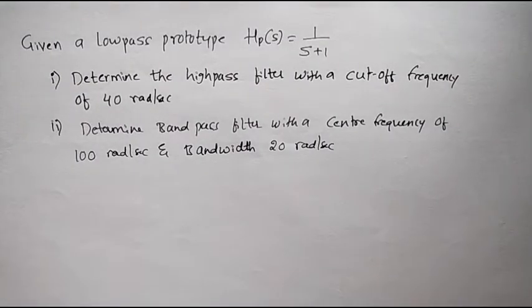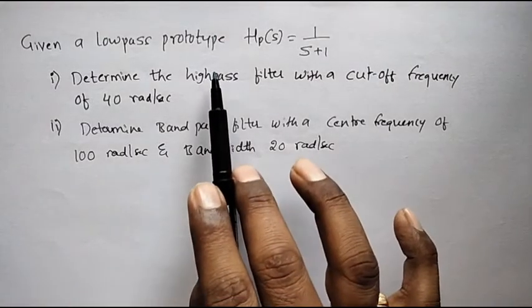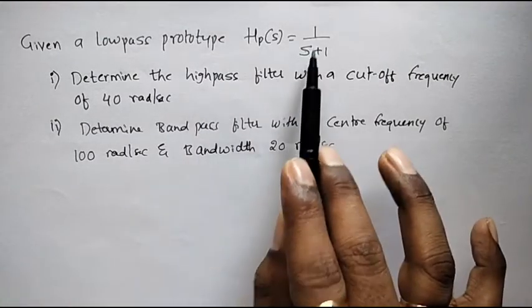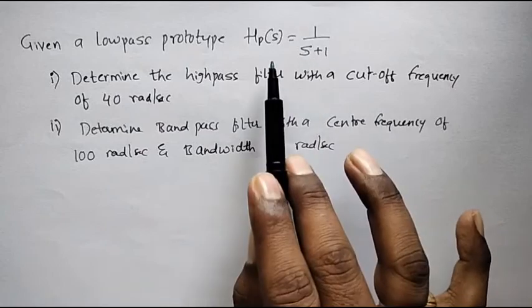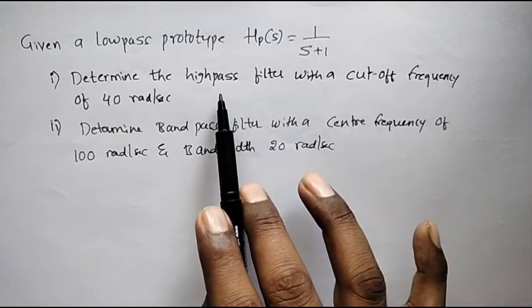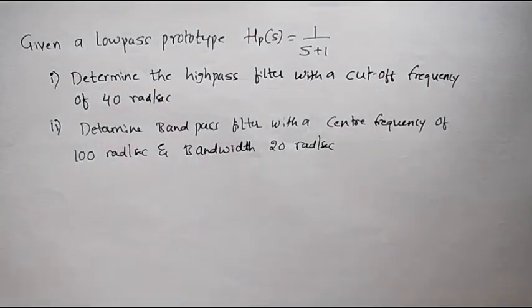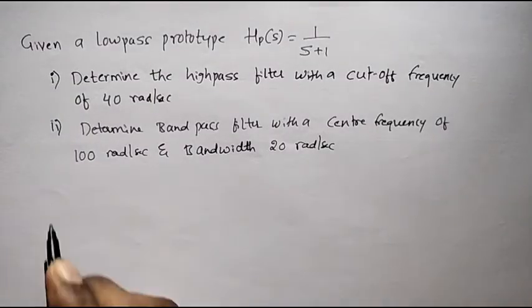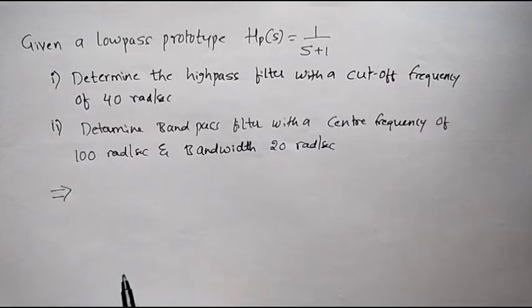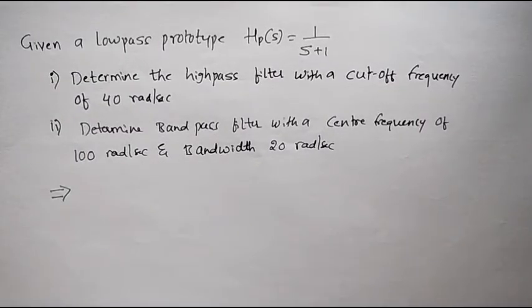So in this problem, the low pass prototype transfer function is given, that is 1 over S plus 1. With the help of this, we are supposed to find the high pass transfer function and band pass transfer function. We know analog to analog transformations. With the help of that, first let us see how to get the transfer function of the high pass filter with the help of the low pass prototype transfer function.